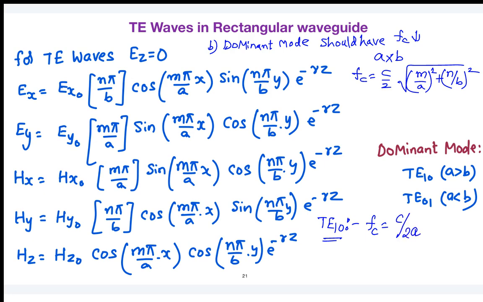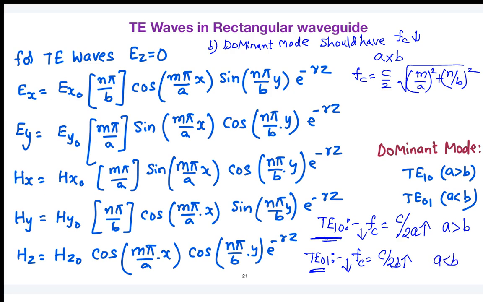Now, what is the condition I said? If I say that TE10 mode is the dominant mode, my cutoff frequency has to be minimum. This is possible provided your a is higher. So what is the condition? Your a should be higher than the other dimension. Similarly, when I say TE01 is the dominant mode, what should be the cutoff frequency? You are going to get c by 2b. Now, in order to have the lowest cutoff frequency, my b dimension should be higher. That should be a less than b.